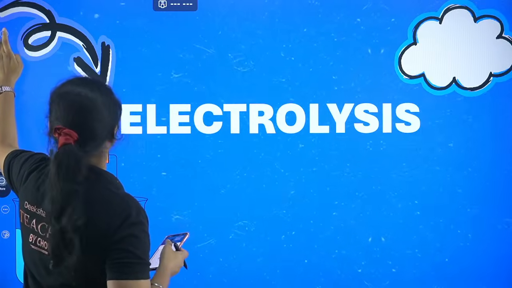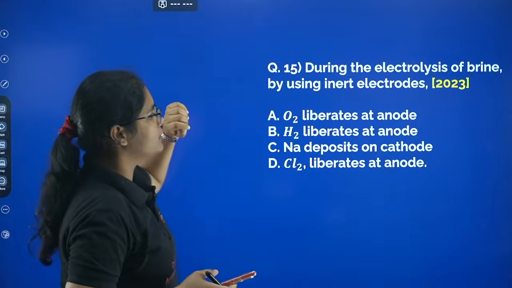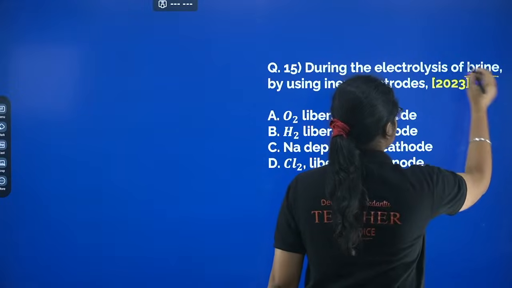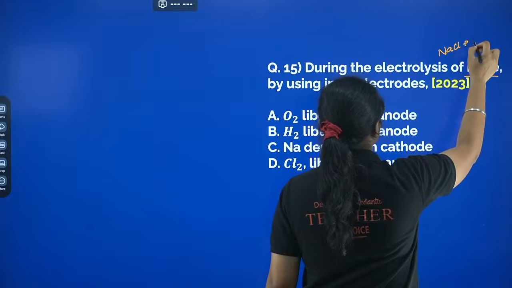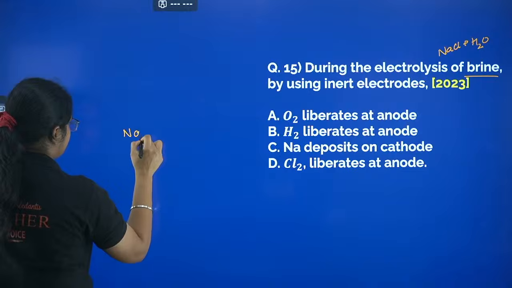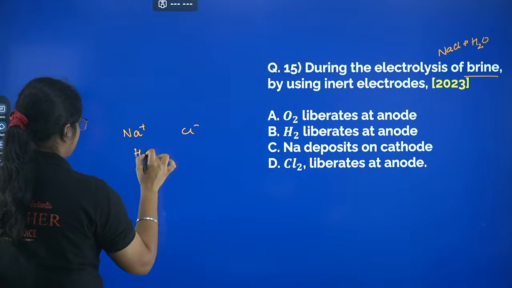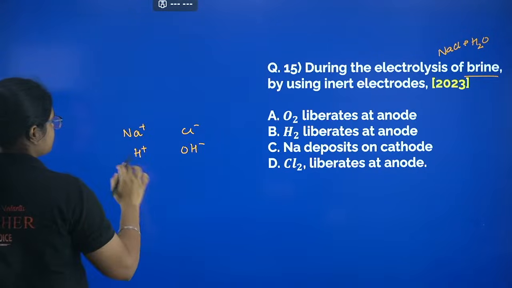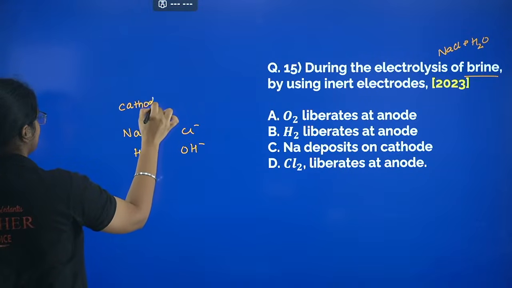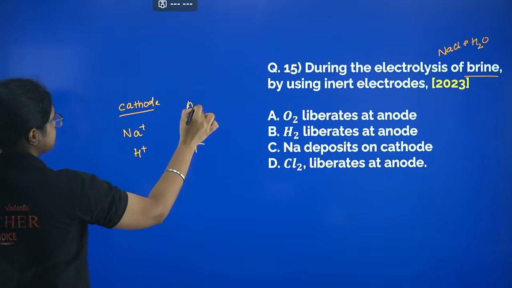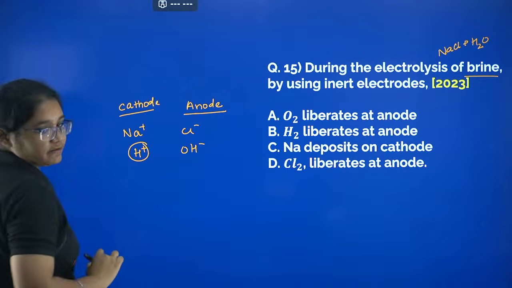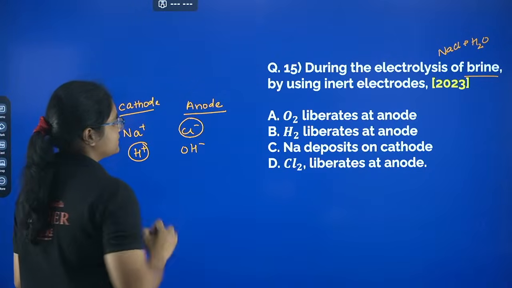Okay, next question is from the topic electrolysis. Okay, during the electrolysis of brine by using electrodes. Okay, brine solution means what? Sodium chloride plus water. Okay, so what will be produced? Now see, what are the ions you have? Na plus, Cl minus, H plus, OH minus. Okay, so those are the positive ions, so they will move towards cathode. And these are the negative ions and they will move towards the anode. Right, now see, at cathode H plus will be reduced and at anode Cl minus will be oxidized.